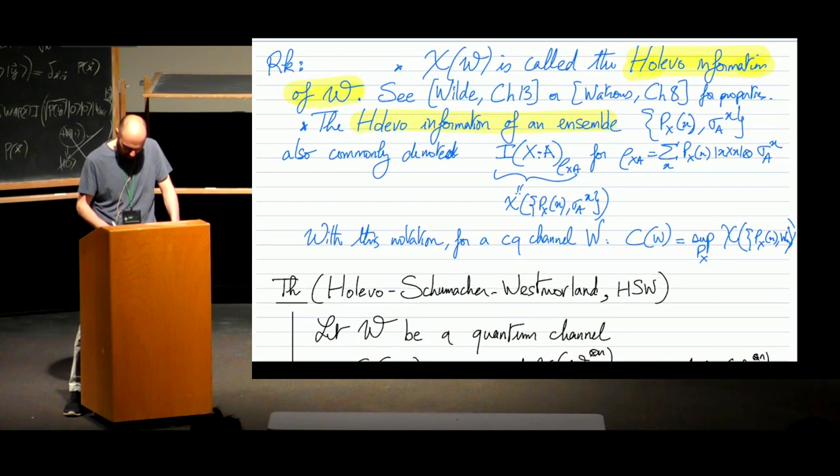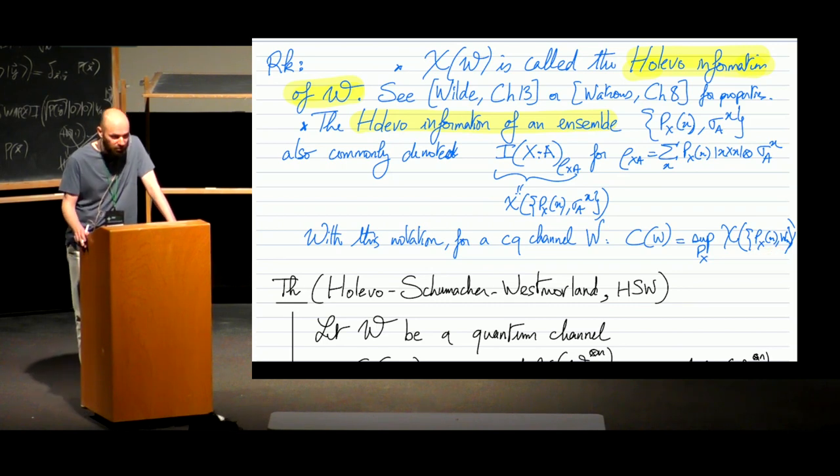Yeah, so I wrote here that with this notation, if I have a CQ channel, what we showed before is that the capacity of a CQ channel is given by the supremum, now only over the probability distribution P_X, of the Holevo information for the ensemble, which is given by the probabilities of X and the output of the channel for an input X. So this is a valid ensemble, and you optimize the Holevo information over the distribution.